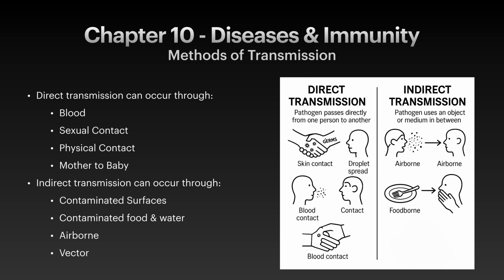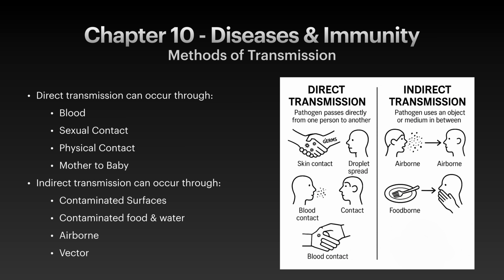Sexual contact is through body fluids during intercourse. Physical contact is when touching infected individuals, for example in diseases like athlete's foot. Lastly, the pathogens can also be transmitted through breast milk from mother to baby.